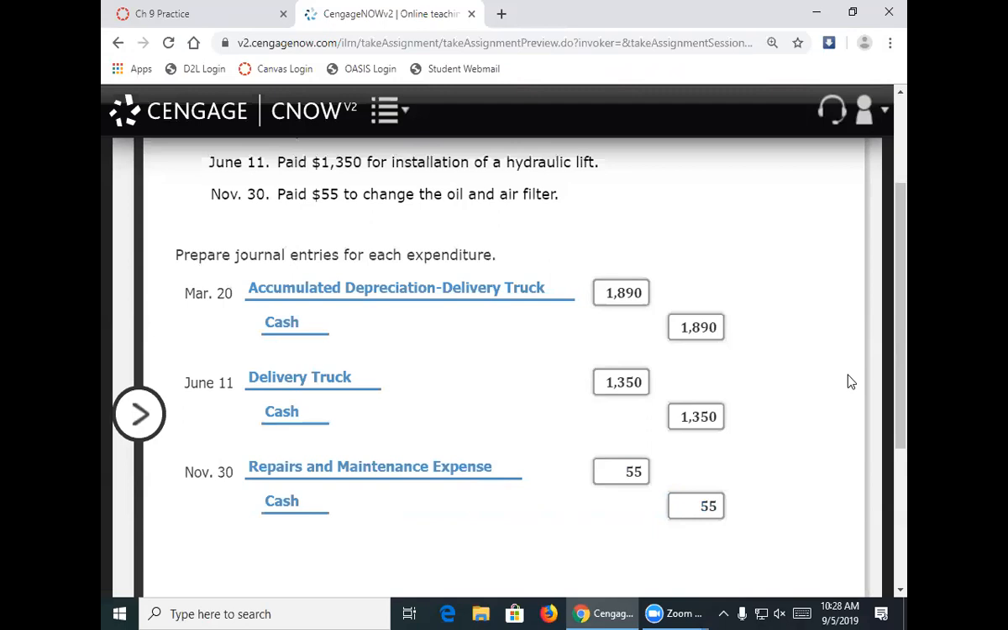So again, it's not a huge concept in the chapter, but it is important to understand the difference between capital and revenue expenditures, because it may result in having to readjust your depreciation schedule on that asset. If on June 11th that delivery truck has a higher value, we may need to adjust our depreciation schedule, or we may just need to adjust our residual value. But some kind of adjustment might need to be made after a capital expenditure. Any questions on that one?